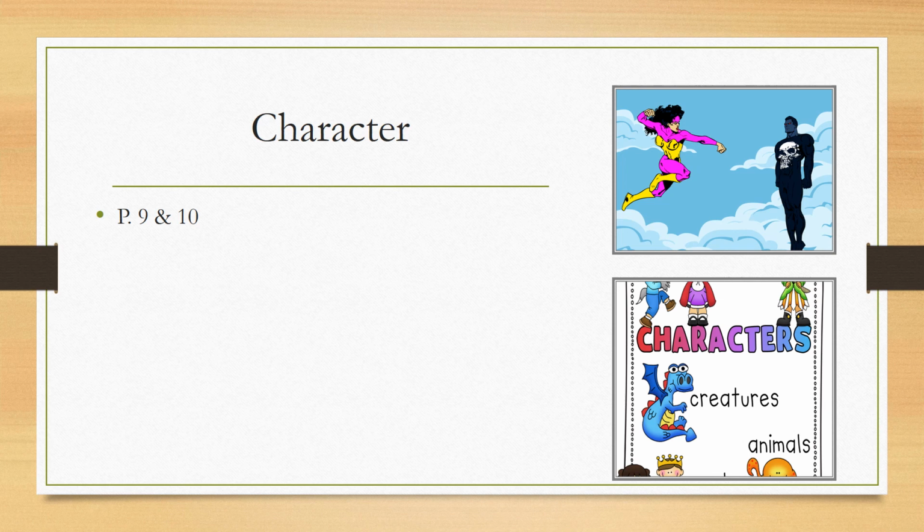So in this element, the third element, character, this refers to the main person or persons who act in the story. The most important characters in short stories are the protagonist and the antagonist. You should memorize these. You should understand them. You should know them, right? The protagonist is the main character. In Jack and the Beanstalk, Jack was the protagonist, right? He was the main character.